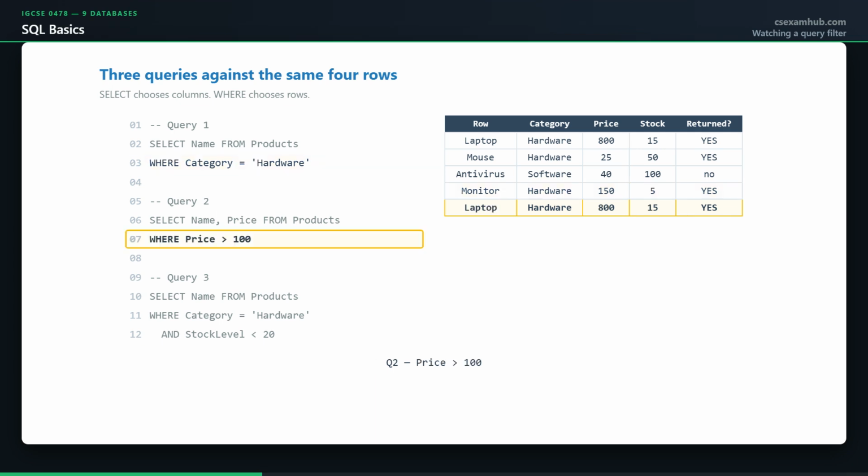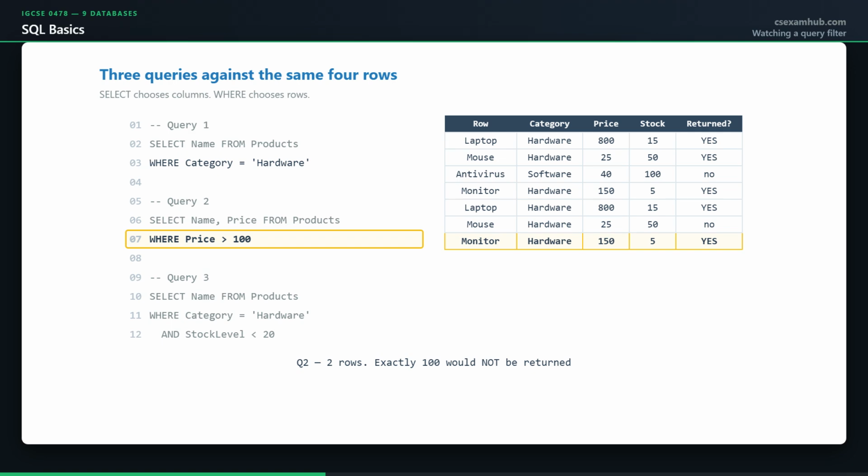Second query, select name, price from products where price greater than 100. Laptop at 800, greater than 100, yes. Mouse at 25, no. Antivirus at 40, no. Monitor at 150, yes. 2 rows, laptop and monitor. And notice something about that comparison. A product priced at exactly 100 would not be returned, because the operator is greater than rather than greater than or equal to. That is the boundary reasoning from topic 7 appearing in a query.